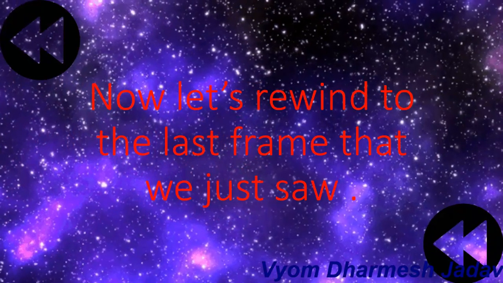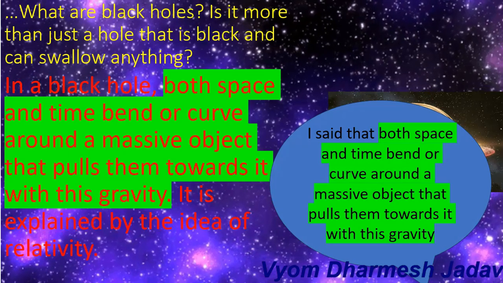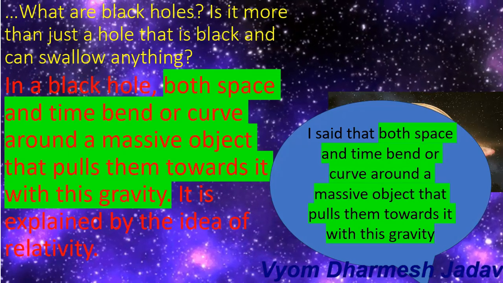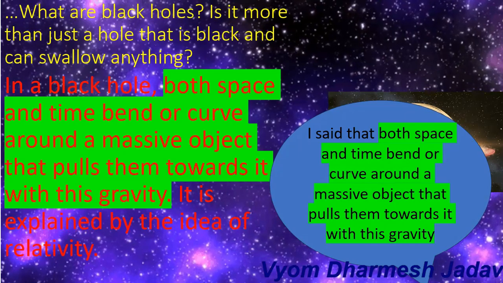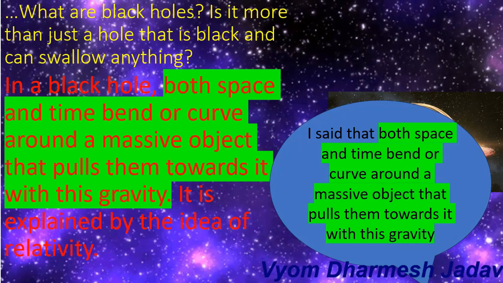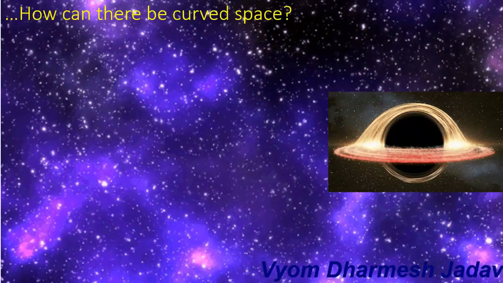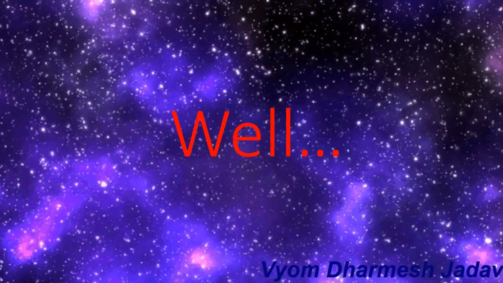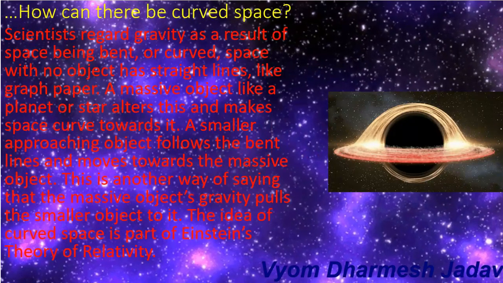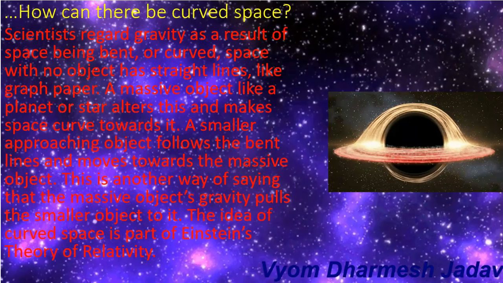Now, let's rewind to the last frame that we just saw. I said that both space and time bend or curve around a massive object that pulls them towards it with this gravity. Now, some of you might be wondering, how can there be curved space? Well, scientists regard gravity as a result of space being bent or curved.